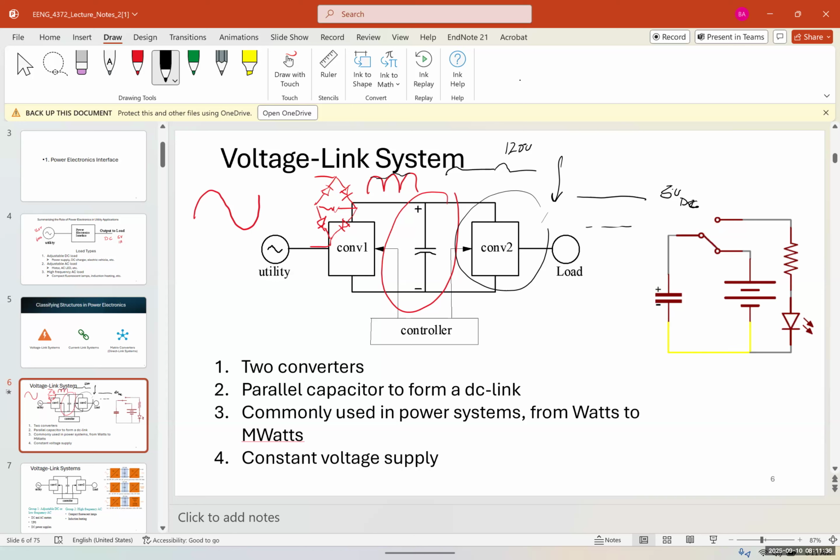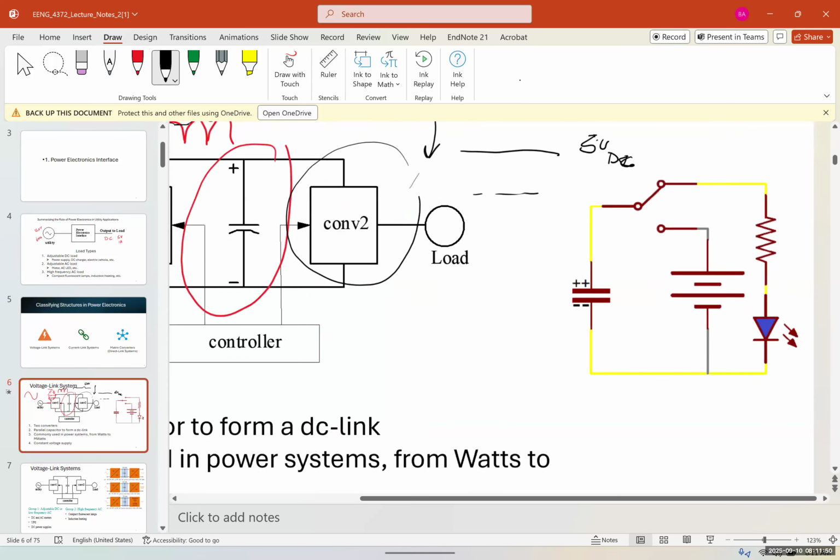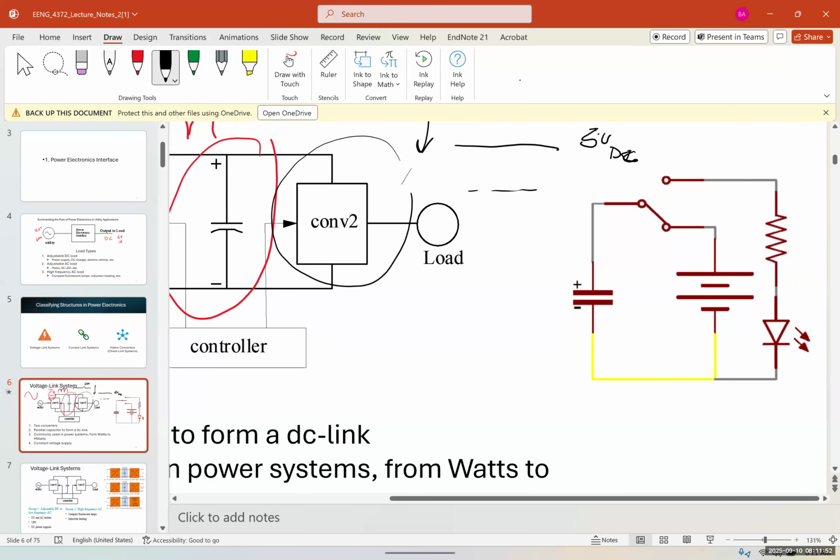So the capacitor here acts like a filter, and it actually separates these two converters as well, and smooths out the signal. On the right, you see an example of a battery or a source connected to a switch. And when the system is connected to the capacitor, it starts charging the capacitor. You can see that it's charging.